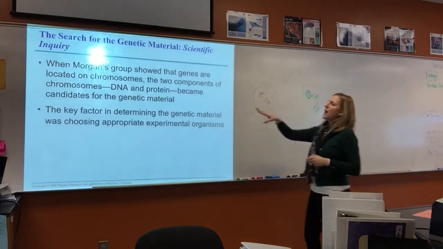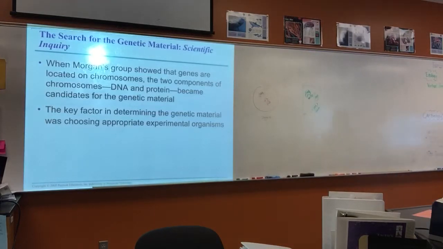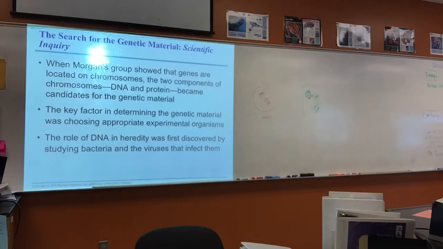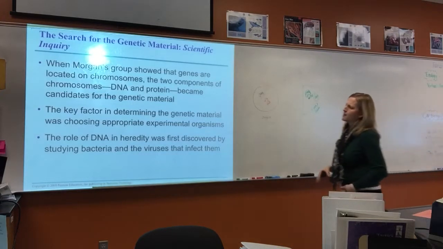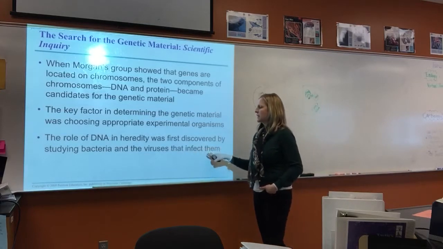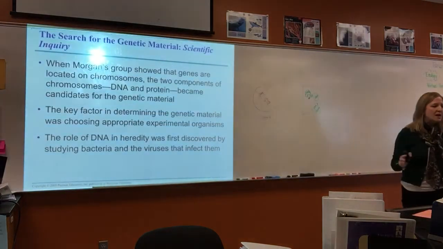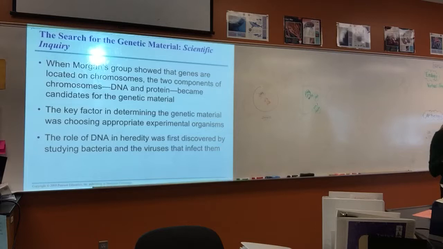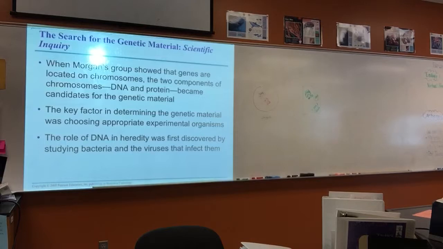A key factor in determining which one was the genetic material was choosing the right organisms to do experiments on. We're going to look at some experiments done on bacteria and some on viruses. The role of DNA in heredity was first discovered by studying bacteria and the viruses that infect bacteria. Viruses are specific in what types of cells they infect. Not every virus will affect every living thing on the earth. There are certain classes of viruses that infect only bacteria and wouldn't infect our cells.